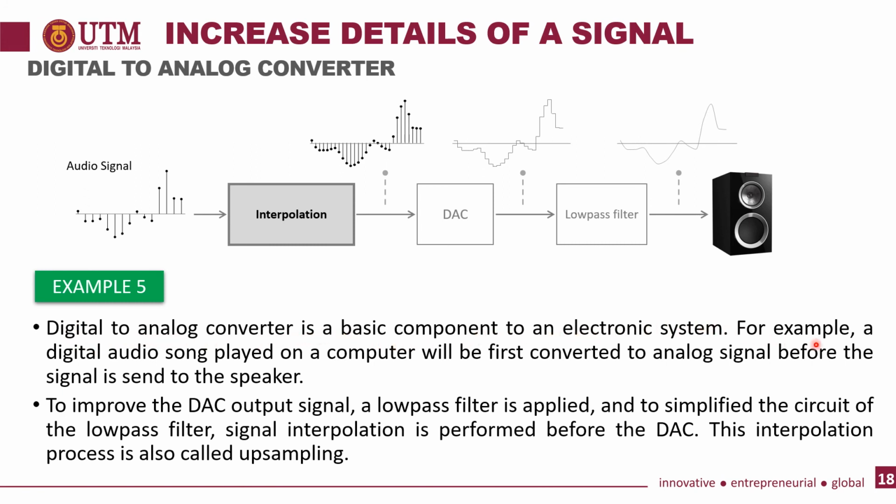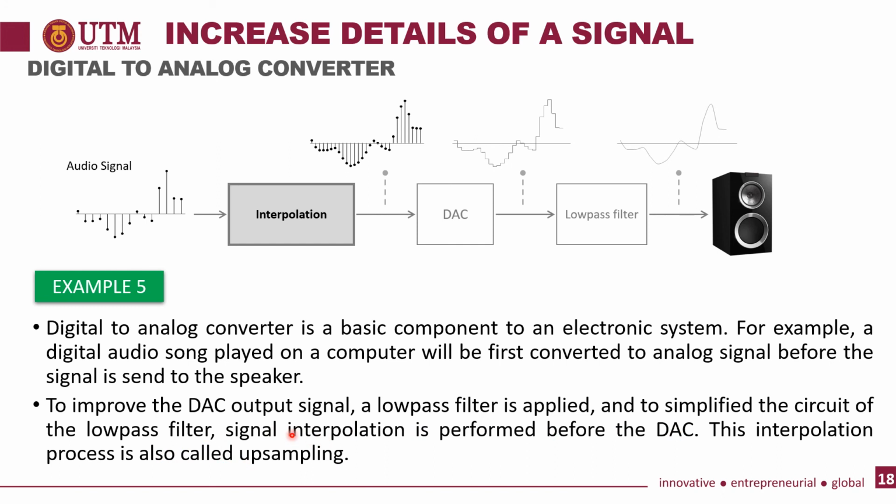So for example, a digital audio song played on a computer will first be converted to an analog signal before the signal is sent to the speaker. To improve the DAC output signal, a low pass filter is applied. And to simplify the circuit of the low pass filter, signal interpolation is performed before the DAC. This interpolation process is also called upsampling.